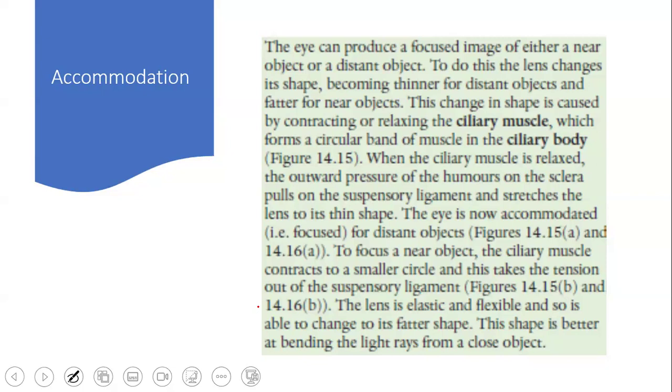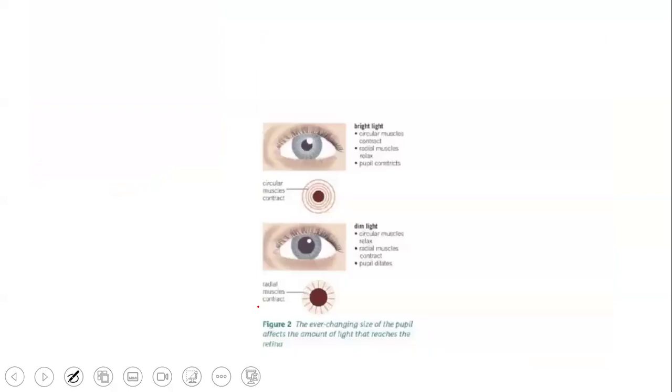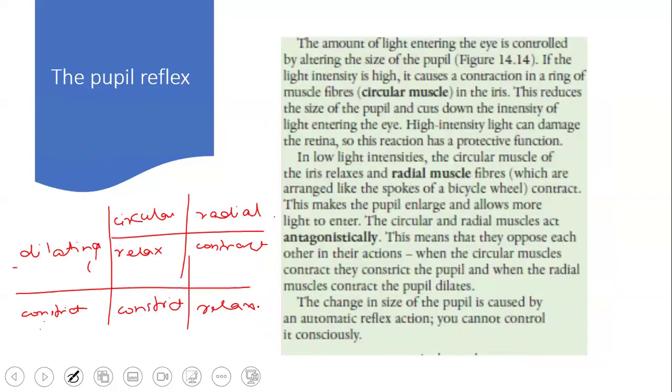Now, what happens in the accommodation reflex? How does your eye see objects that are far away from you, and how does your eye see objects that are close to you? It does this by basically changing the thickness of the lens. Okay. You need two muscles to change the thickness of the lens. You need ciliary muscles and you need suspensory ligaments. Do not confuse them with circular muscles. Over here, I told you circular. For the pupil, we have circular muscles. For the accommodation reflex, for the lens, we have ciliary muscles.